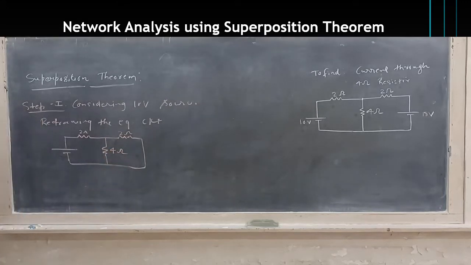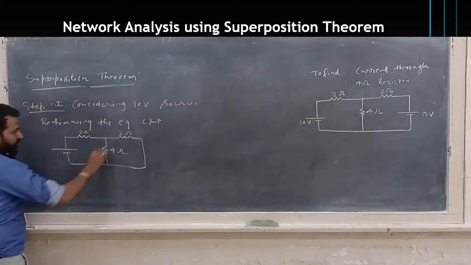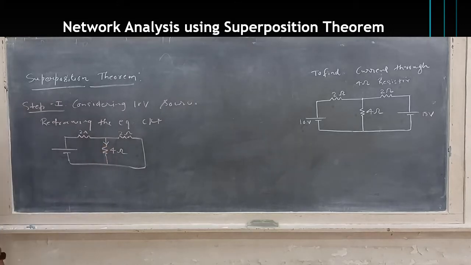Now you have to find out the current through this resistor because this is the load resistor. Yes or no? Yes. Now the circuit is simplified to a simple circuit which contains only one voltage source having a value of 10 volt and 3 resistances. Yes or no? Yes.